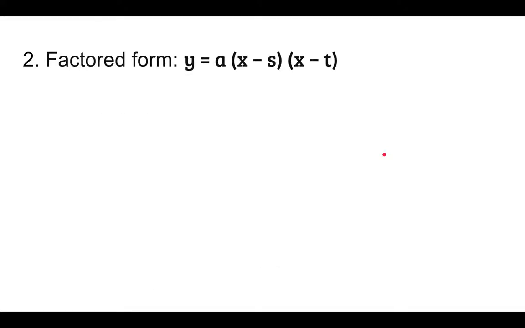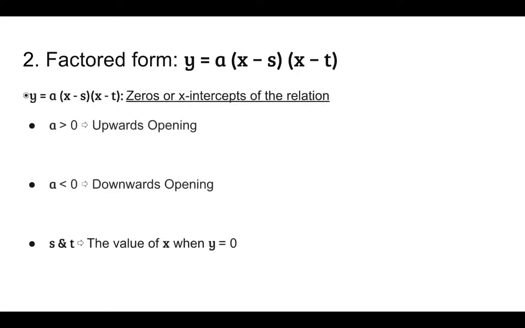So factored form. It represents the zeros or x-intercepts of the relation. If the value of a is more than 0, the graph will be upward opening. If it is less than 0, the graph will be downward opening. The values s and t represent the values of x when y equals 0. This point and that point.